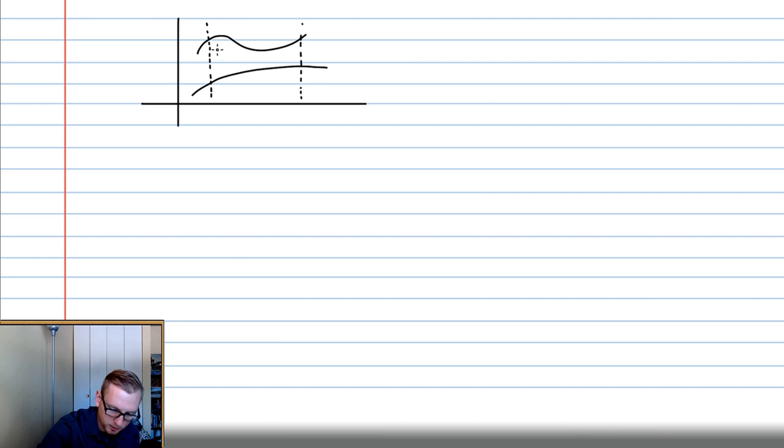So we want the area between these two curves. Okay. So this one will be y equals f of x, and this will be y equals some function g of x. So the area between these two curves would be what? The top one minus the bottom one.